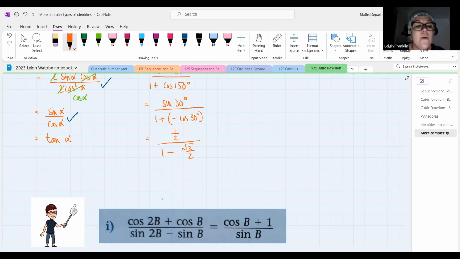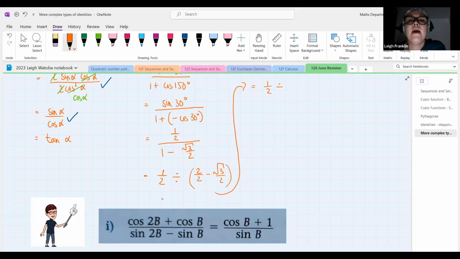Okay, so again, now we're in a situation where we've got to work with fractions. So I'm going to leave the half at the top. I'm going to write divided by. I'm rewriting 1 as 2 over 2 minus root 3 over 2. So I've got to do that, but first, what was in the denominator? All right, so again, you would write underneath. I'm being naughty and writing up here. So that's 1 over 2 divided by 2 minus root 3 over 2.